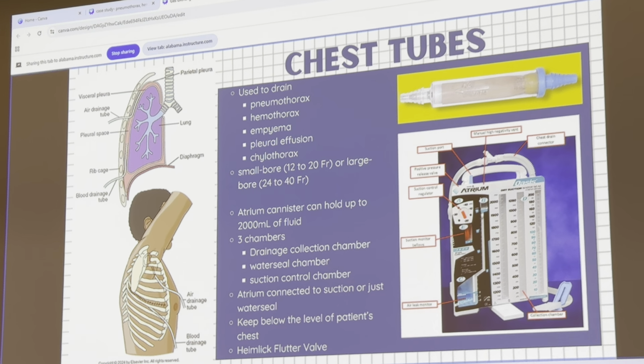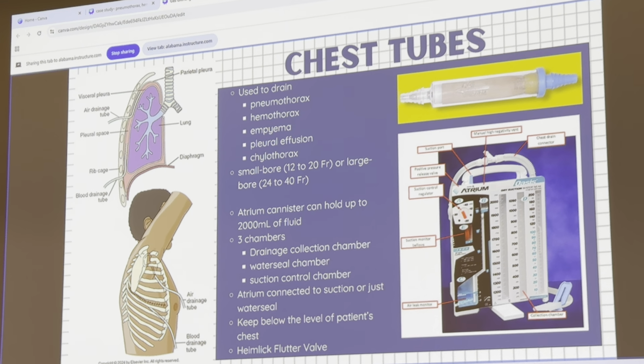With these, we have other options too. We can actually send people home on a chest tube management system if they have frequently recurring pneumothoraxes or recurring fluid that has developed in their pleural space. But do I want to carry this around all day, every day? Do I want to go to Walmart and carry this around? Probably not. I'm sure they would, but probably not.